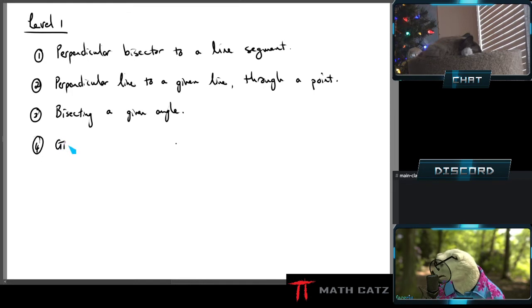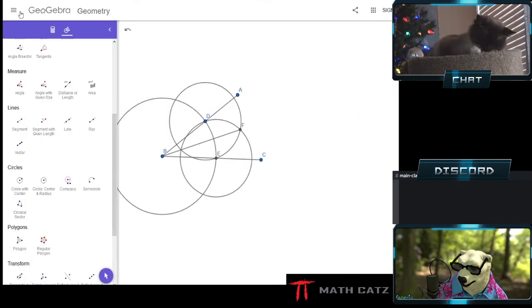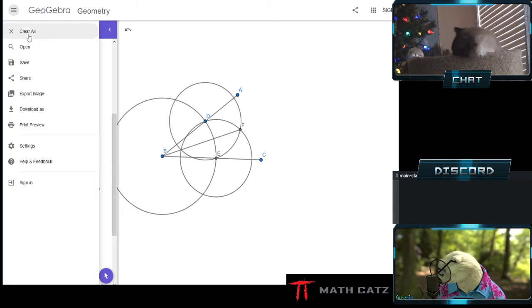let's say it like this. Given a line, draw a parallel line through a point. Okay, so parallel lines is our last construction.